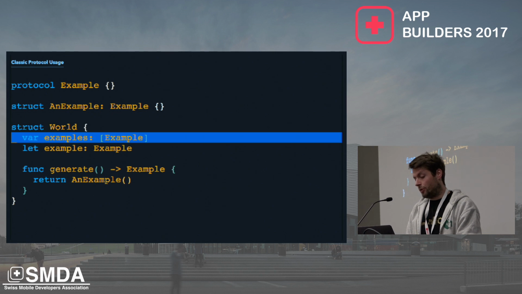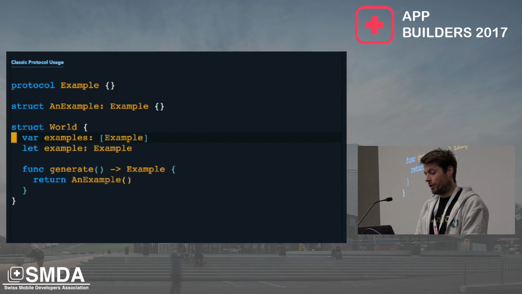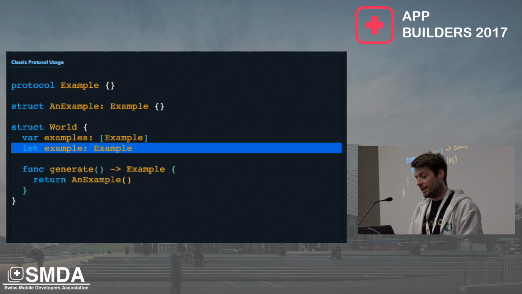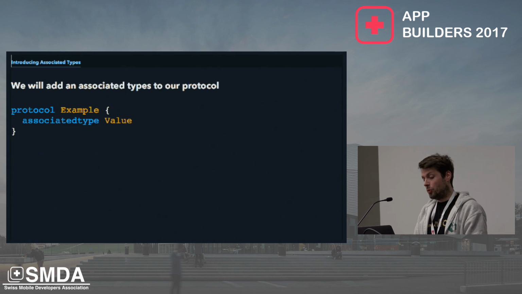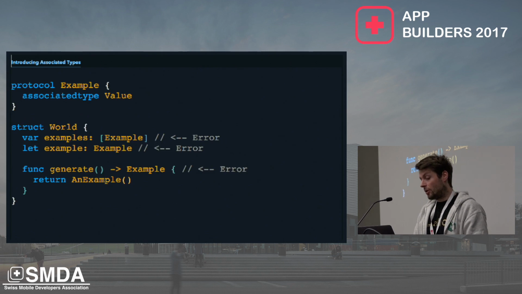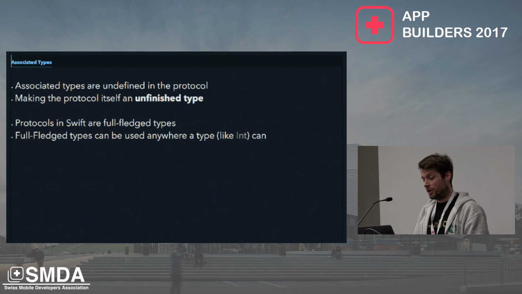And then you can say you have an array of example types, or you have just a single example type, or you have, for example, a function that returns an example. And all this is pretty cool, and that's how we use protocol types all the time. But if you add an associated type to the protocol, the compiler says no, because in all these circumstances, you cannot use the protocol as a type anymore, because obviously it lacks the type information of the associated type, as we've seen earlier.